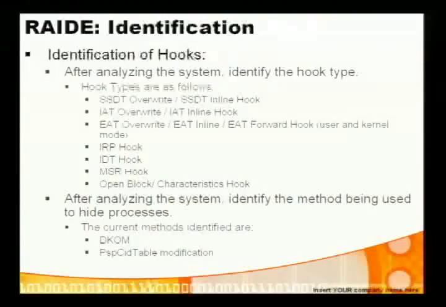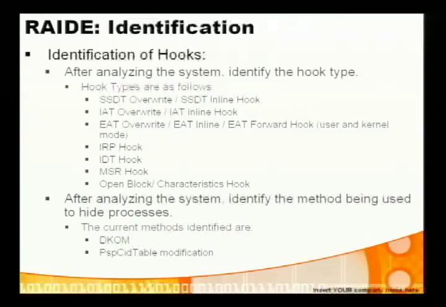All right, so identification. Once you've analyzed the system and found all these different types of hooks, you have to identify what kind of hook it is. RAID identifies a ton of hooks. You've got your SSDT overwrite and inline hooks, IAT overwrite and inline hooks, your EAT overwrite, inline and forward hooks, your ERP hooks, your IDT hooks, your MSR hooks, and then open block and characteristic protocol hooks, which are going to be your Deep Door-like ZoneAlarm hooks.